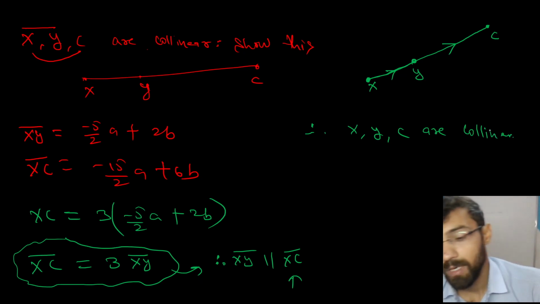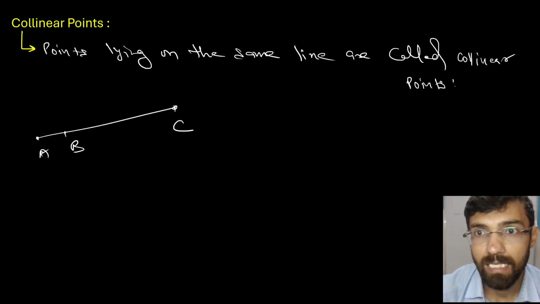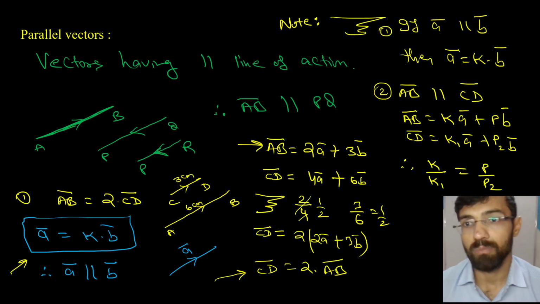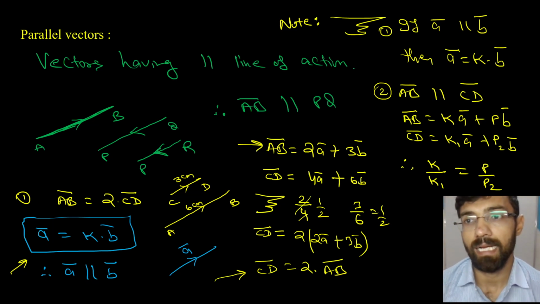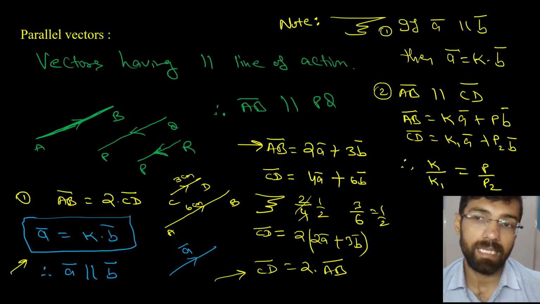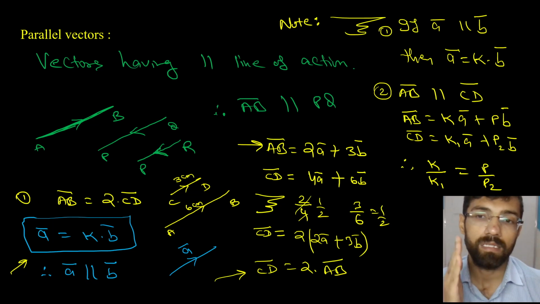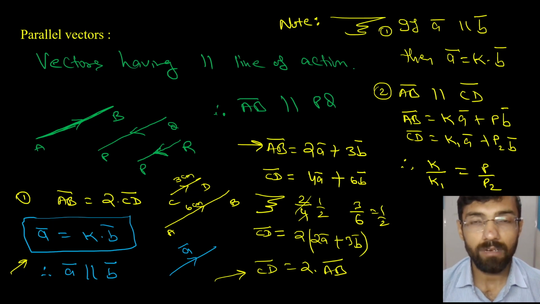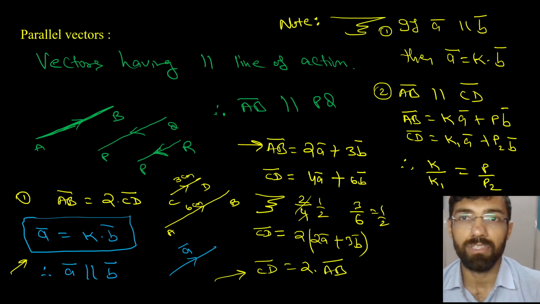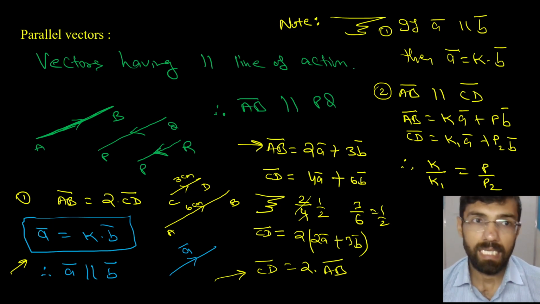This concept is the most important concept in the whole of vectors, and it relies on just two facts. If two vectors are parallel, you can represent the first vector a as k times the b vector. And the second fact: if two vectors are parallel, the ratio of the corresponding coefficients of the a vector and the b vector are equal, so k upon k1 equals p upon p2. That's it. Thank you.